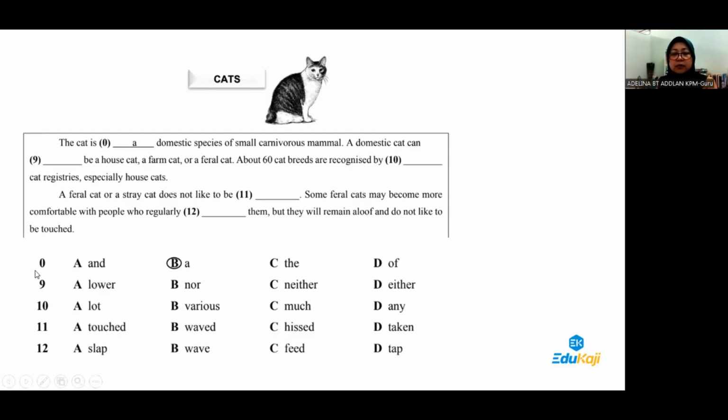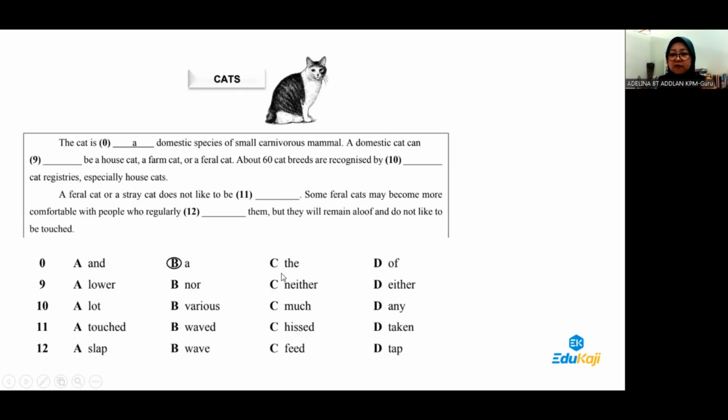Okay. Alright, now for number 0, the answer A is already given. So this one is actually testing the students on their grammar. You can see that there is a conjunction. There's an article, the. Okay, here is a conjunction. Right. For number 9, it is talking about either or, neither nor, and it's got lower. So here you're talking about what a domestic cat can be, in between a house cat, a farm cat, or a feral cat. Can be either or. Either means it can go either way.